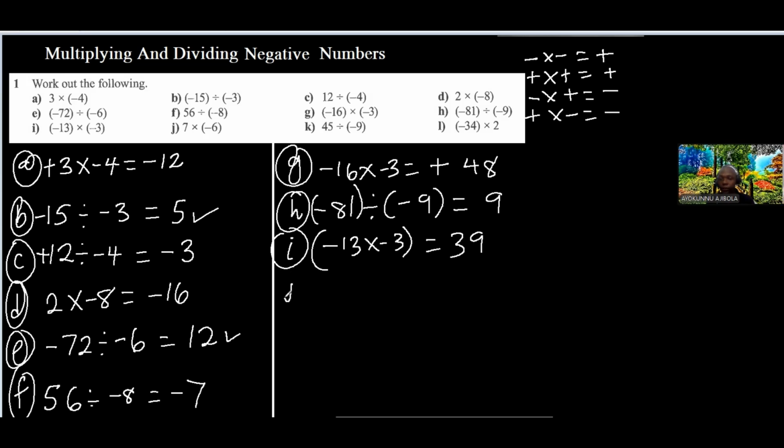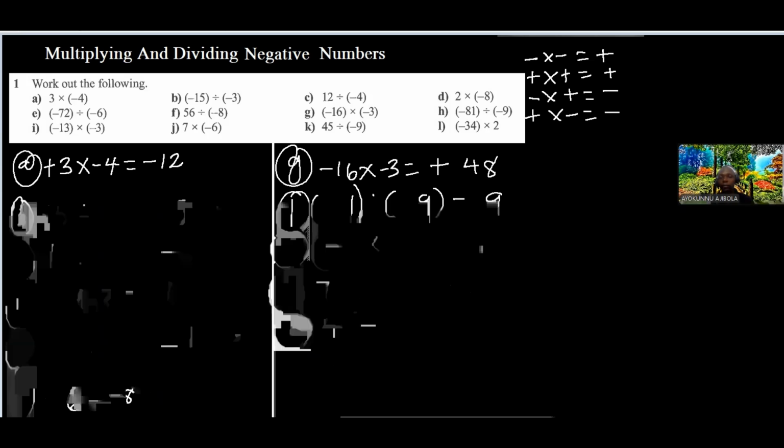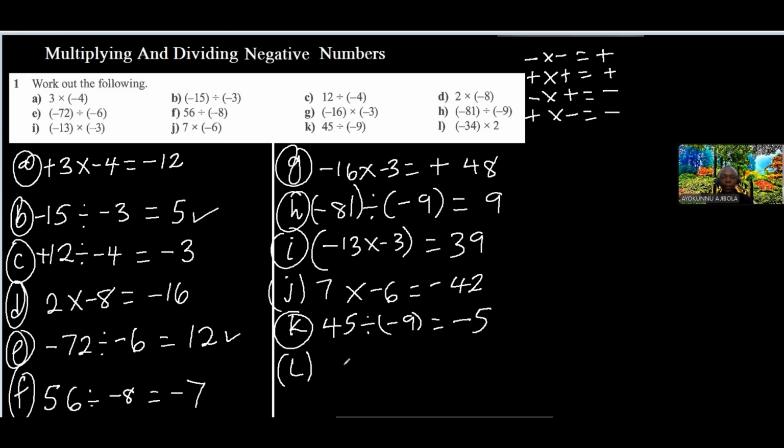Then option J, we have 7 times a negative 6. So 7 times 6 is 42, but there's a negative on one side, so it remains. And option K, we have 45 divided by negative 9. So here, negative remains because it's only one that have negative, and 45 divided by 9 is 5. And option L, which is the last one, we have minus 34 times 2. So because only one has a minus, it remains. Then we have 34 times 2 to be 68.